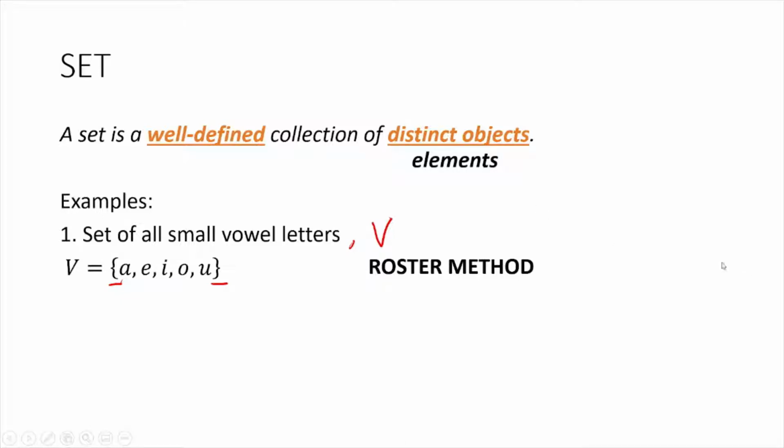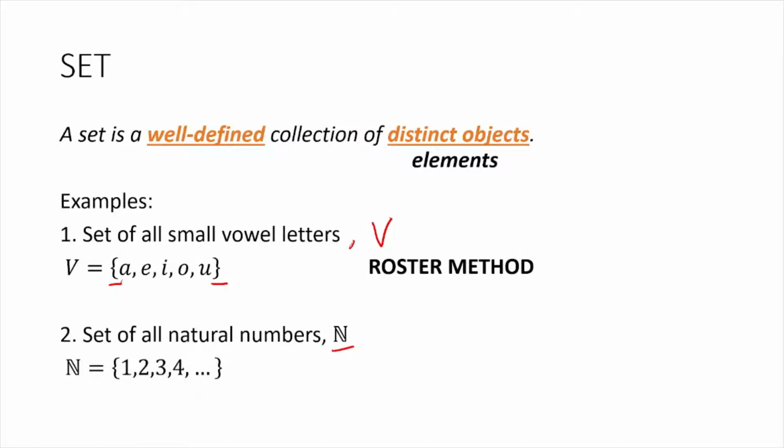Okay, then let's have another example. We have here the set of all natural numbers. This is actually a special set, right? It's a subset of real numbers, and it's denoted by N here. And it consists of all counting numbers. So 1, 2, 3, 4, so on and so forth. The ellipsis here means that this continues to infinity, or this pattern continues infinitely. All right.